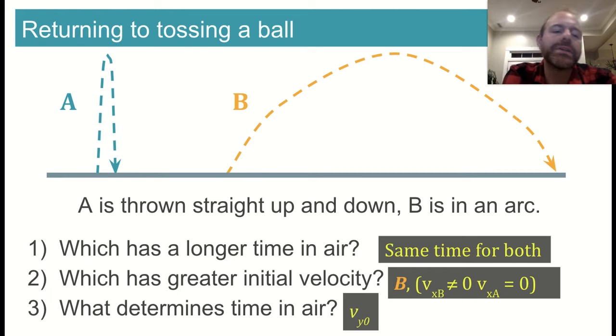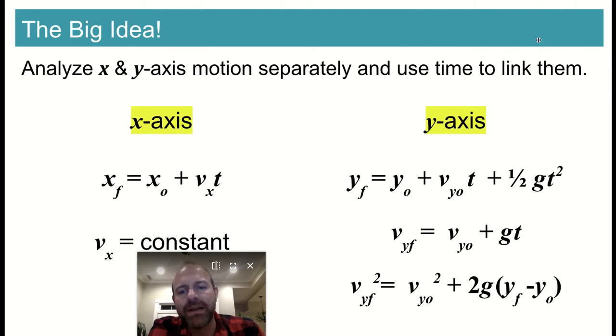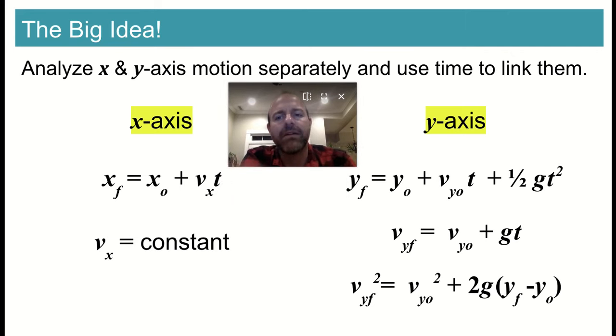And that leads us to what determines the time in the air. That is indeed the y component of the velocity. The faster it's going up, the longer it will be in the air, regardless of how fast it moves left or right. So that leads us to our big idea that we use to wrap this up. We can analyze the x and y motions separately and then use time to link them. It's at a particular place at a particular time. The x direction motion has constant velocity. The y direction motion is free fall.